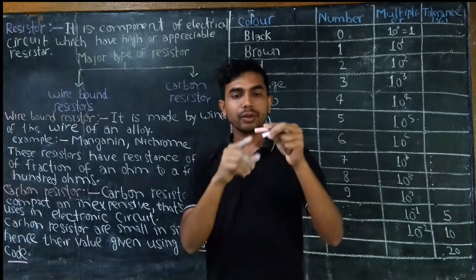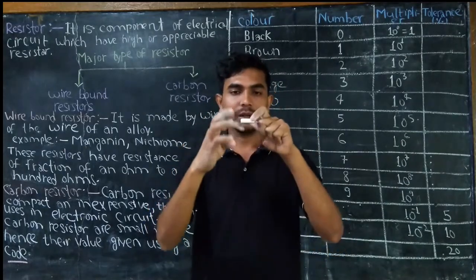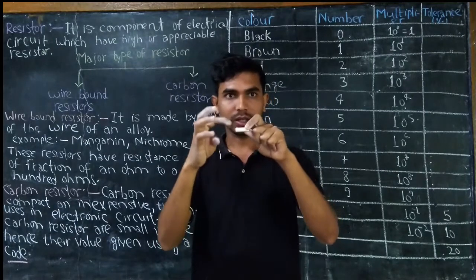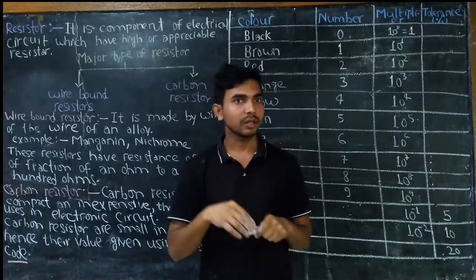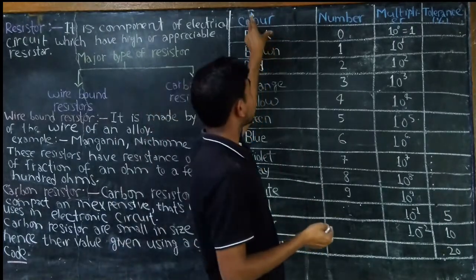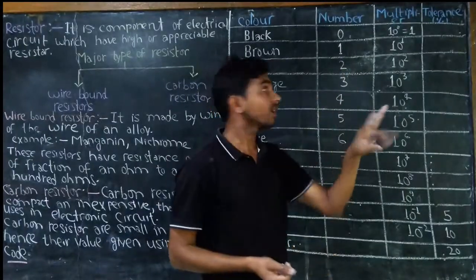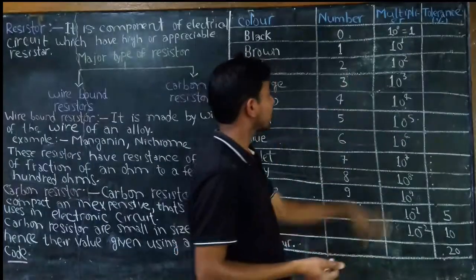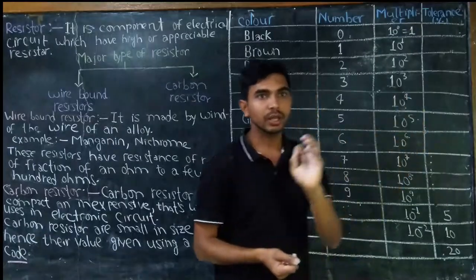Suppose this is your resistor, and it is painted with different colors like this. Mainly it is painted with 4 colors, and the 4 colors represent 4 things. The first 2 colors represent numbers, the third color represents the multiplier, and the last one represents tolerance.